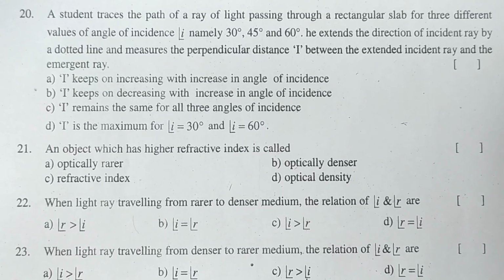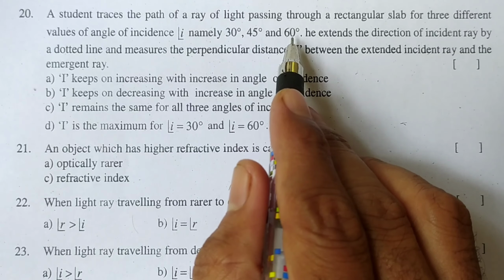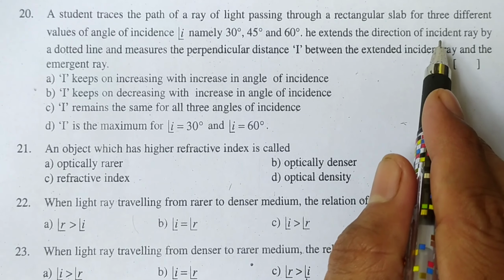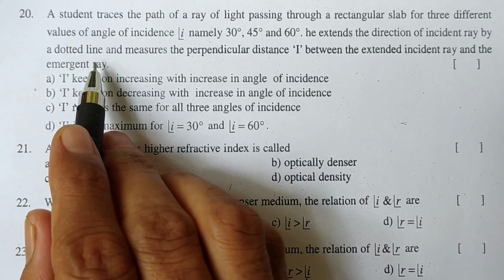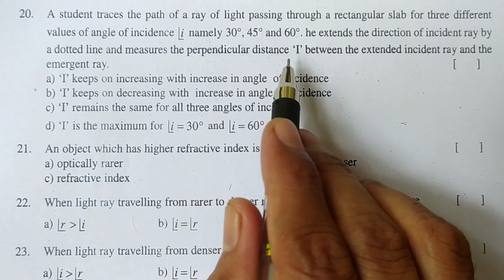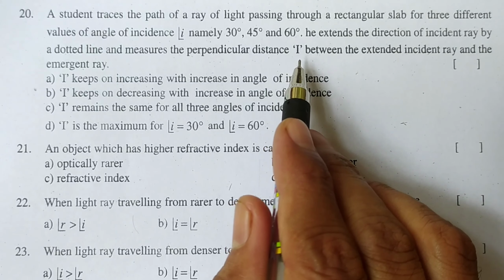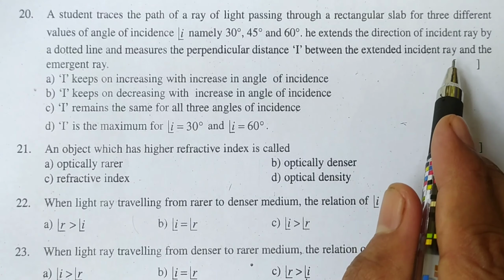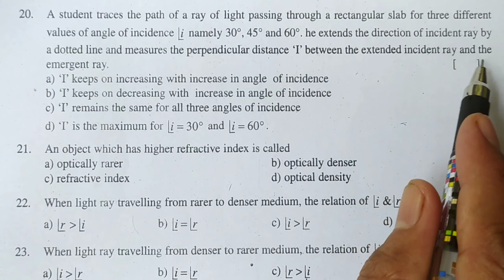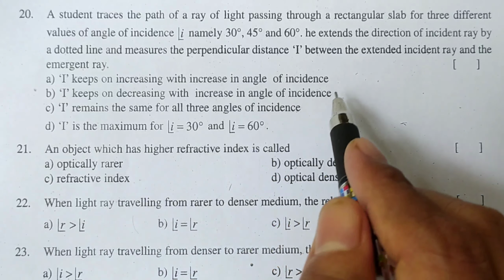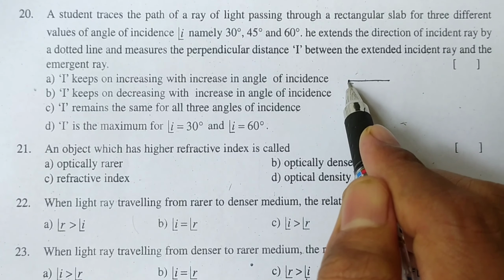A student traces the path of a ray of light passing through a rectangular glass slab for 3 different values of angle of incidence i, namely 30 degrees, 45 degrees and 60 degrees. He extends the direction of the incident ray by a dotted line and measures the perpendicular distance, denoted by capital I, between the extended incident ray and the emergent ray. So let us see which is the right option here. There is a student, he has taken a rectangular glass slab.